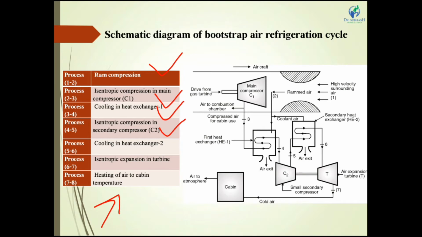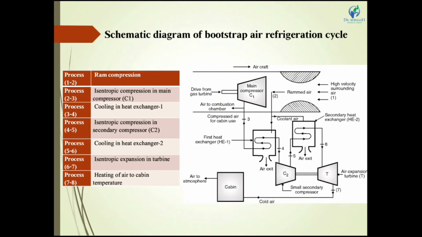Process 4 to 5 is isentropic compression in the secondary compressor. We compress the air a second time. Process 5 to 6 is cooling in heat exchanger 2, where we remove the additional heat from the compressed air. Process 6 to 7 is isentropic expansion in the turbine. The turbine expands the air and gives a pressure and temperature drop. Then process 7 to 8 is heating of the air to cabin temperature, meaning it absorbs heat from the cabin and the air is heated.